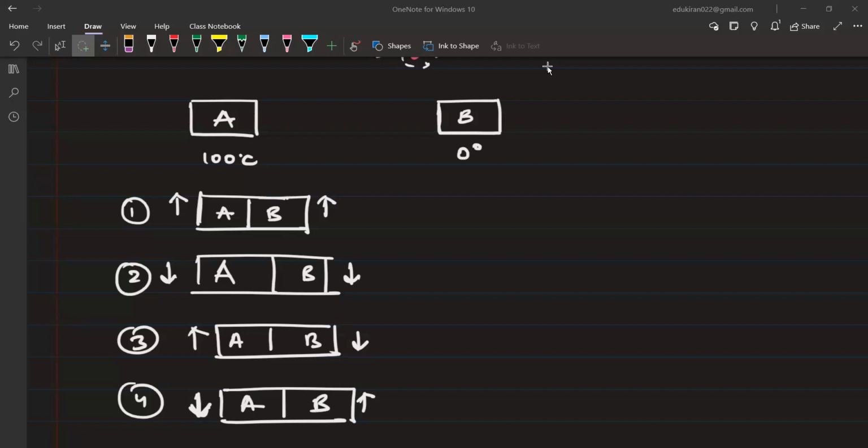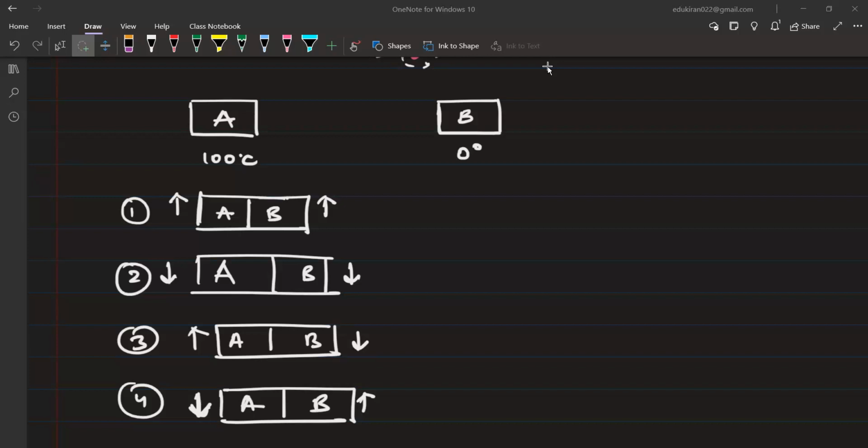What did I ask, Mariam? Can you tell me at least that? What did I ask? If the blocks are in contact, then will the temperature increase or decrease? And these are the options. So what do you think? What will happen? Which is hot, A or B?